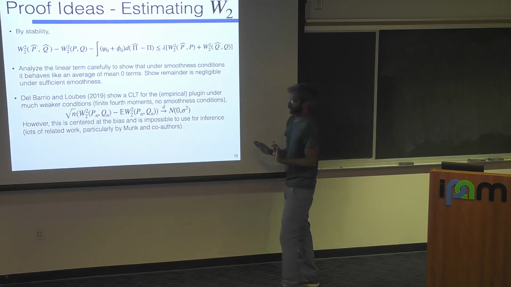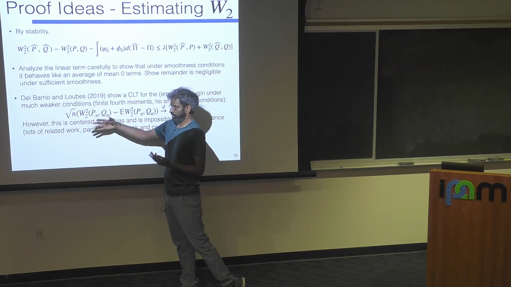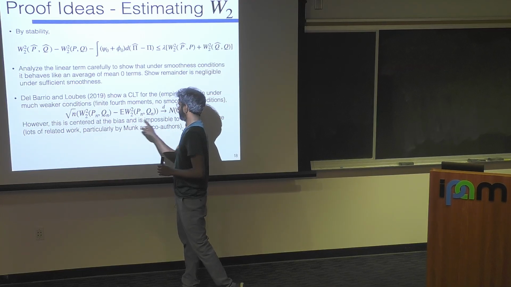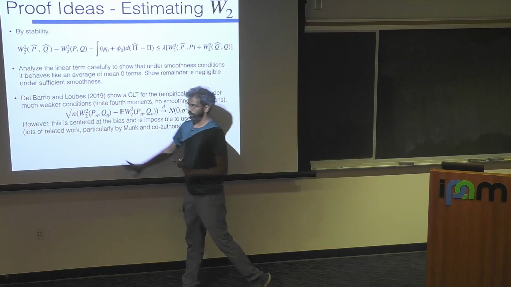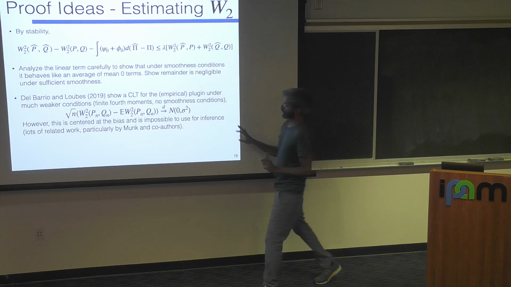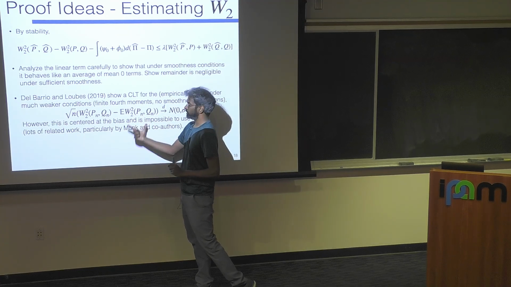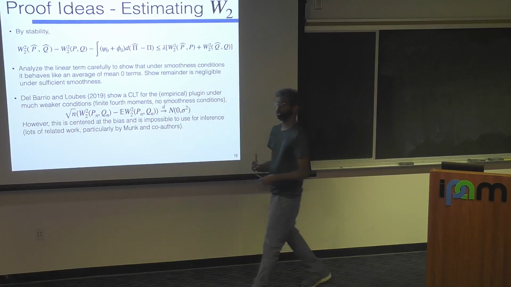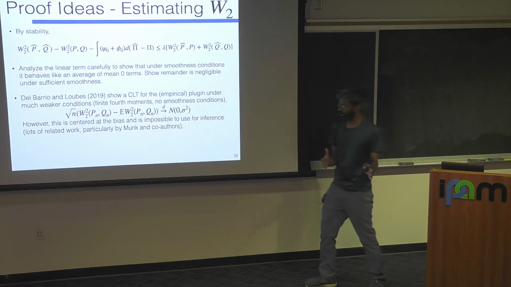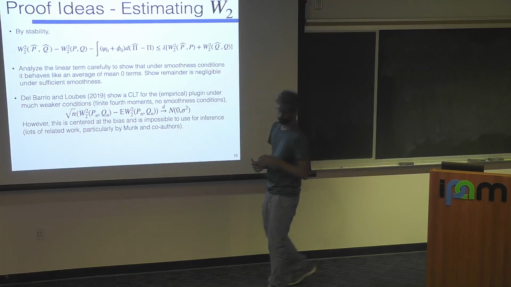And so it's the case that if you were willing to tolerate or use a CLT around this bias quantity, those CLTs hold in far more generality. And essentially what we are saying is that when you have enough smoothness, you can replace the centering by the true Wasserstein distance, and that is much more useful because then you're consistently estimating the true Wasserstein distance and not this bias object.